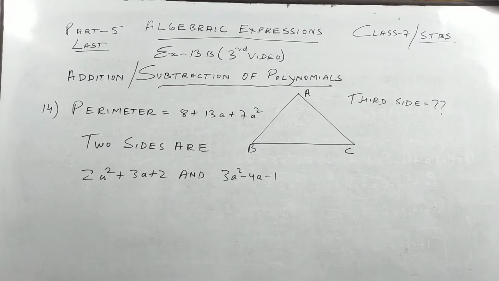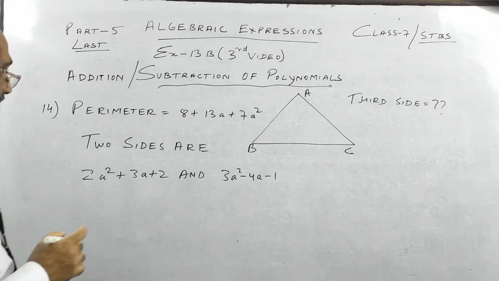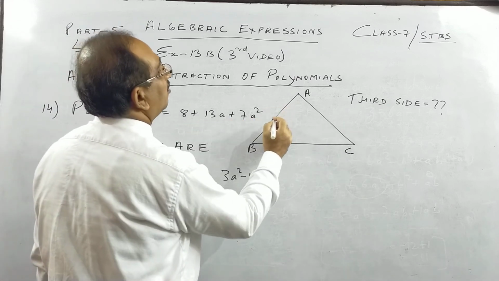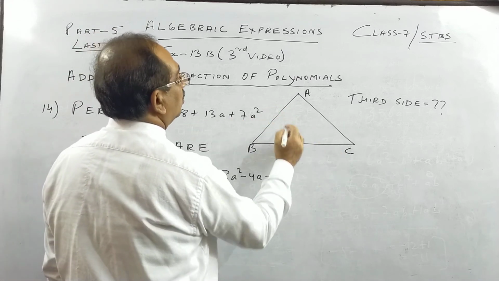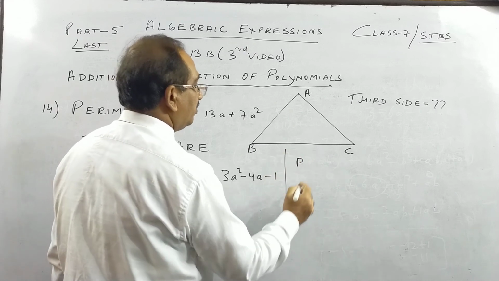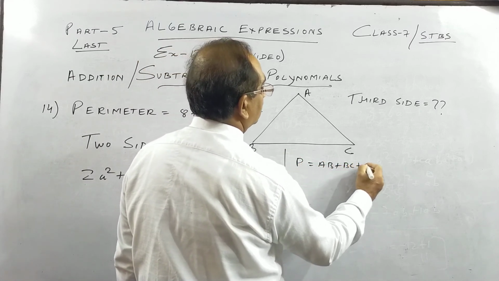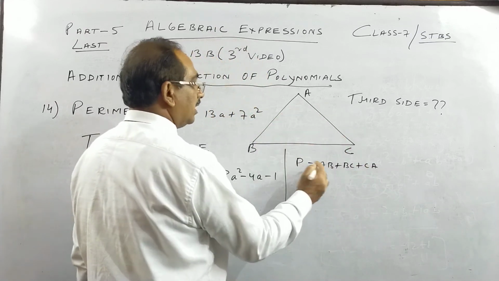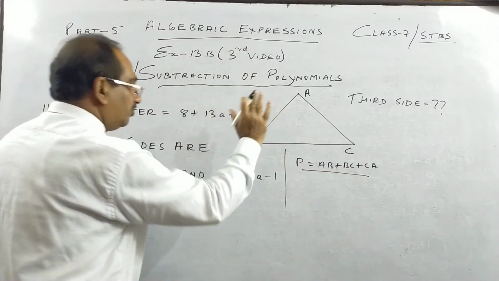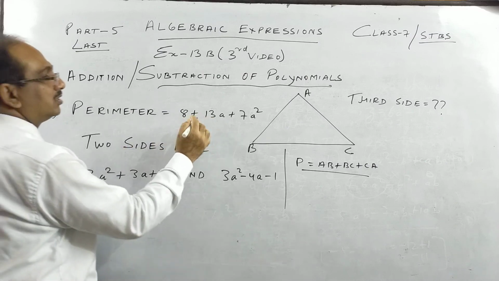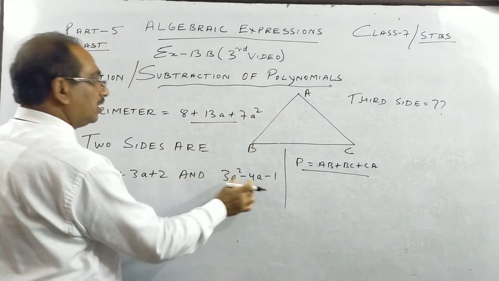So children, we go to question number 14. Perimeter means sum of 3 sides. So you see perimeter is AB plus BC plus CA. So sum of 3 sides is perimeter. The sum of the 3 sides is given, children, and 2 sides are given.